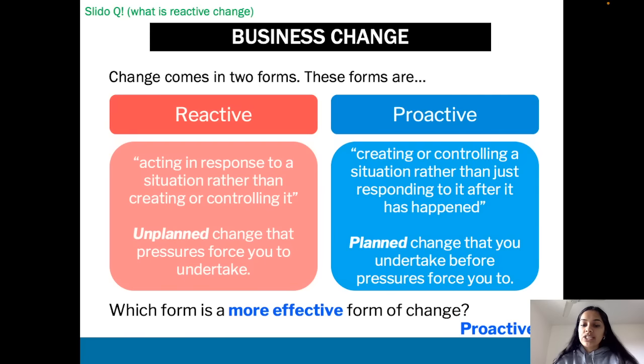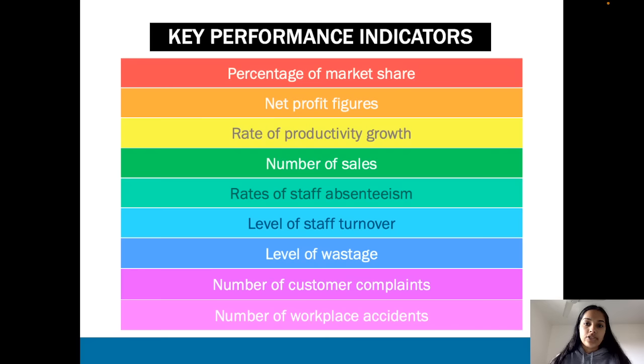So proactive change is definitely a lot more effective because it's the business actually taking the initiative of controlling a situation or being prepared for a particular thing. Whereas reactive, they're responding to it after it has happened. So maybe they might not have the resources to undergo that change because it's unplanned, and so there could be some issues there. So proactive change is always the more effective form of change when it comes to business change.